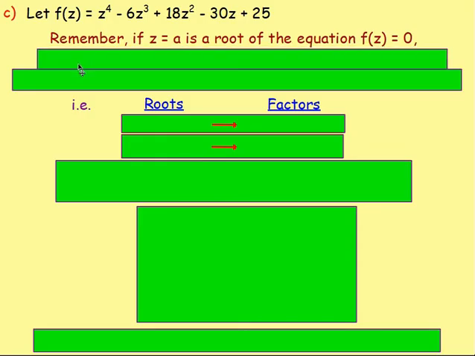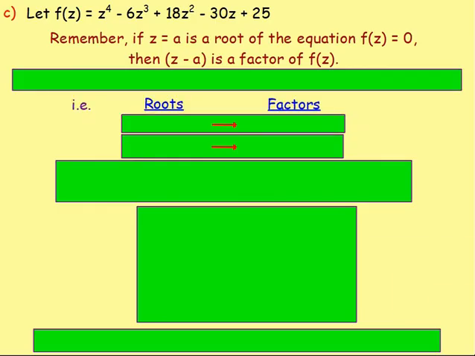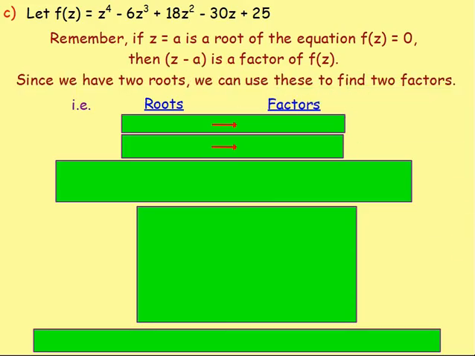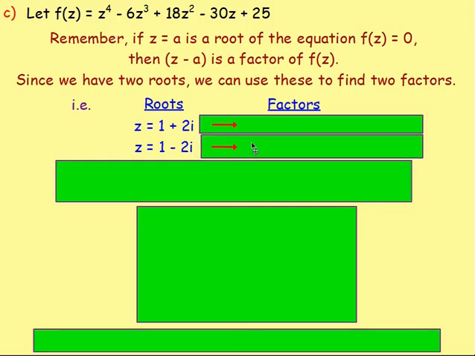And remember that z equals a. If that is going to be a root, then what you'll have is z take away a in brackets as a factor. So for example, imagine if you had z equals 2 as a root. Well, in the brackets you would have z take away 2 as a factor. If you had z equals negative 7 as a root, well, you'd have z plus 7 as a factor. So if you've got the roots, you're going to have the z take away that as a factor. Because we know two of those roots, we can find two factors. So the roots we had were z equals 1 plus 2i and z equals 1 take away 2i.